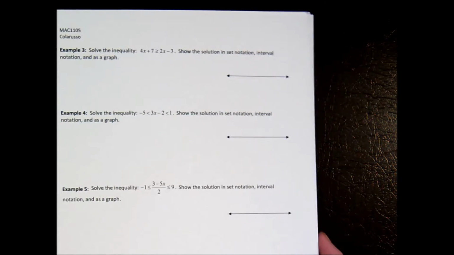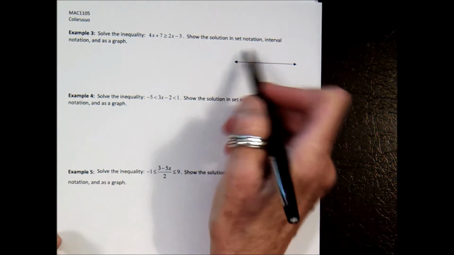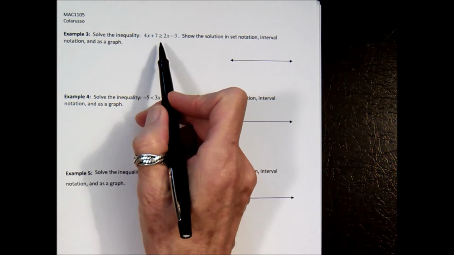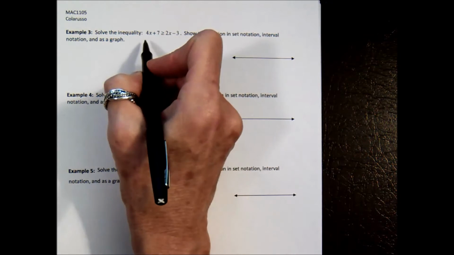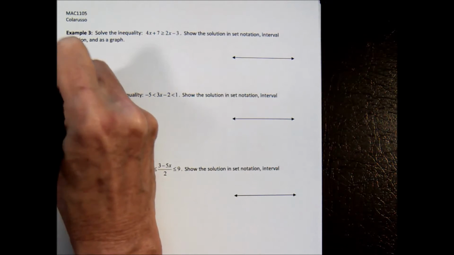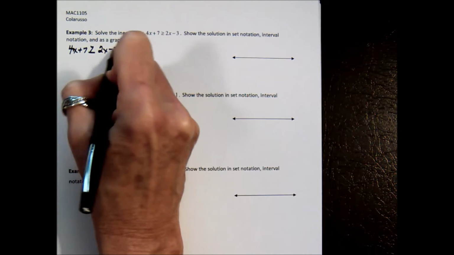All right, continuing to the next page, in example 3, we have to solve the inequality. And then we're going to show the solution in set notation, interval notation, and as a graph. We've already been given this as an inequality, and that's what we will get as our answer first. So let me rewrite this. So I have 4x plus 7 is greater than or equal to 2x minus 3.